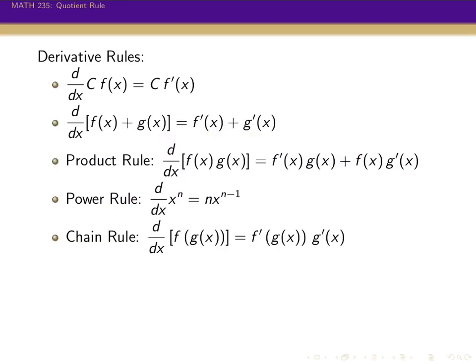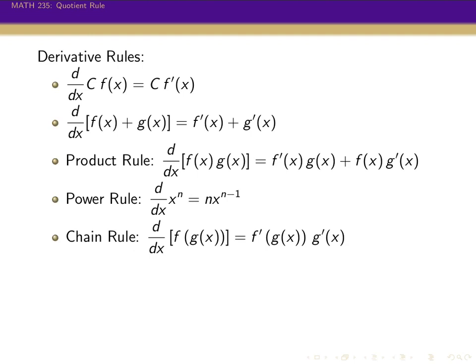Over the last couple of videos we have been looking at derivative rules, and so this is a recap of what we've seen so far. First, if you take the derivative of a constant times a function, it's just going to be a constant times the derivative, so we can pull constants out. If we're taking the derivative of a sum, then it becomes a sum of derivatives. That isn't true with products, though.